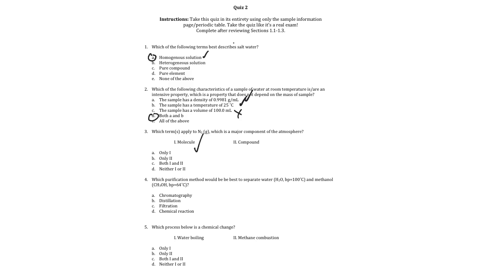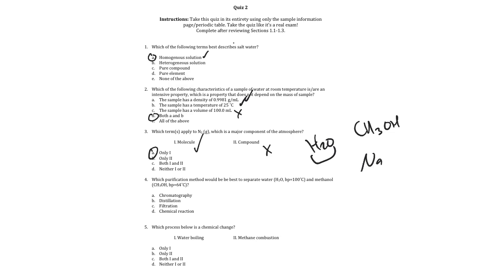So the molecule N2, that's a molecule of nitrogen, but it's not a compound. For a compound, we need to have two or more elements present, making up the actual compound. So we only have one element, so we can only term N2 as a molecule, not a compound. So only one is appropriate for N2. If we had something like H2O, H2O would be a molecule and a compound. If we had something like CH3OH, molecule and a compound.